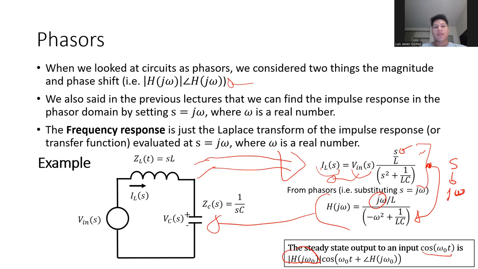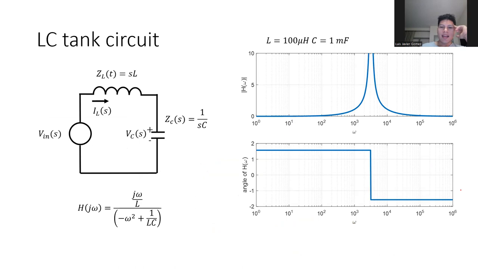Okay, so let's look at some frequency responses. Here you have an LC circuit. The frequency response will be very small, very small, and then all of a sudden near the resonant frequency, it goes to infinity. And then it falls down. That's your typical frequency response of a tank circuit.